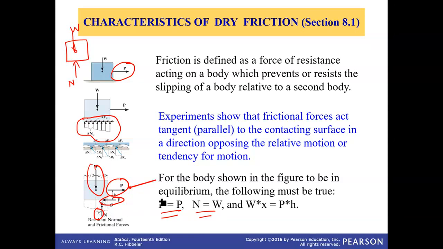However, that does not guarantee equilibrium until the moment is also balanced. That is, the moment at point O because of W is W multiplied by x, and the other is P multiplied by h. When W multiplied by x is balanced by P multiplied by h, then the system is in equilibrium.